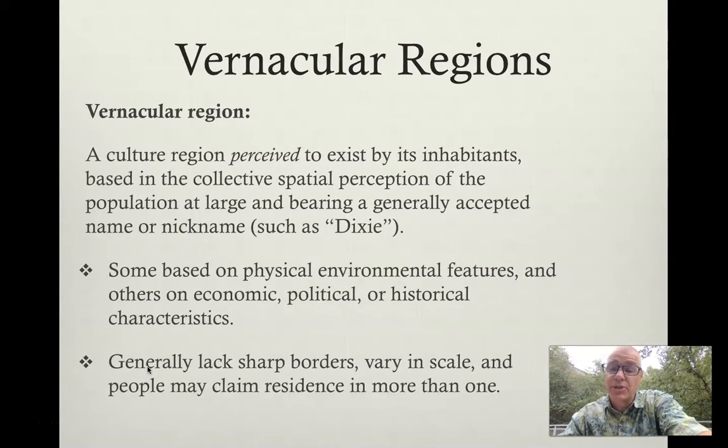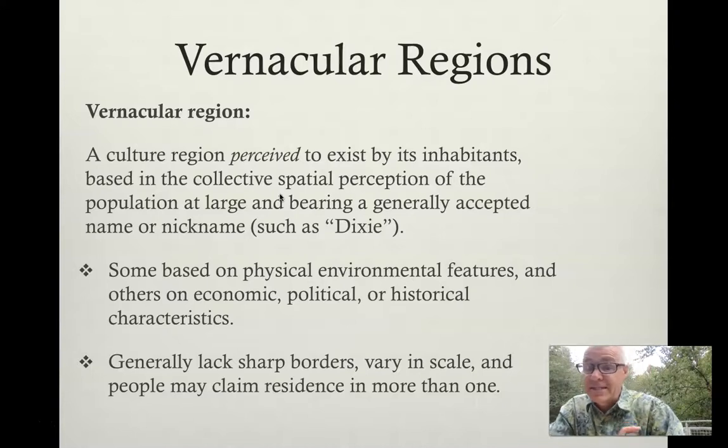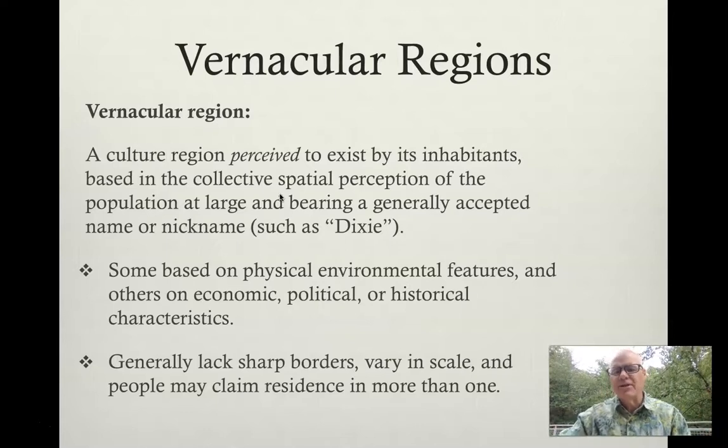And then the last kind of region we talk about is what's called a vernacular region. That's a culture region that's perceived to exist by its inhabitants based on some kind of collective perception, and it goes by a certain nickname. Like some people will call the South Dixie, right? Or even the fact that we call someplace the South in the United States. So it's usually based on some sort of physical environmental features or some sort of historical or political characteristics. Generally, these kinds of regions lack sharp boundaries or borders, and they can vary in scale, like I just said, like the South, which is a whole chunk of the United States.